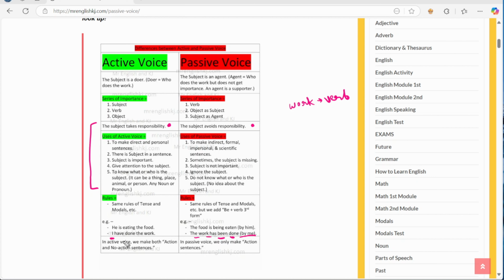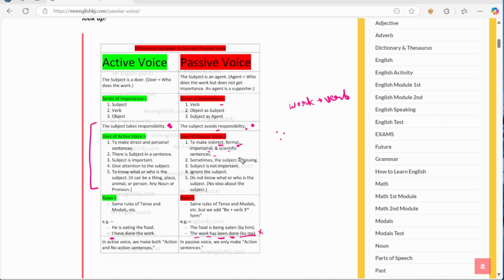Here, I have done the work. I am taking the responsibility. Get it? Now it's your choice. In some situations where you do not want to take responsibility, you can use passive, okay? There are more examples to make indirect, formal, impersonal, scientific sentence. Then we use also passive. Meaning to say to make indirect, where you do not want to take the responsibility, take the credit, take the blame or anything directly to yourself. So you make a passive where you focus on verb and you do not mention the doer, the subject. And that's how it becomes indirect.